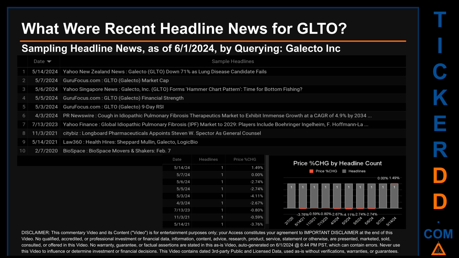The oldest publication was on Friday, February 7, 2020, when, 4 years, 4 months and 25 days ago, Biospace published the headline that read, Biospace Movers and Shakers, February 7th. The oldest publication date of Friday, February 7, 2020, was actually the day with the highest percentage change in price. It saw a price jump of 1.49%.